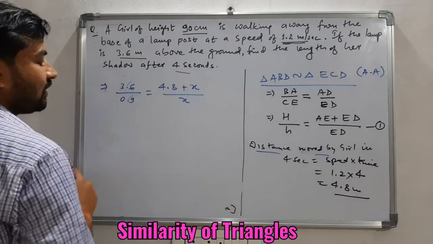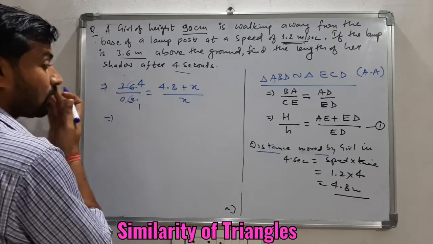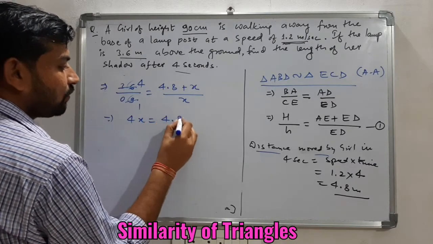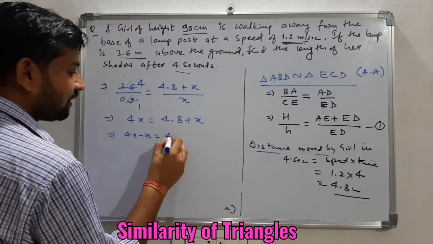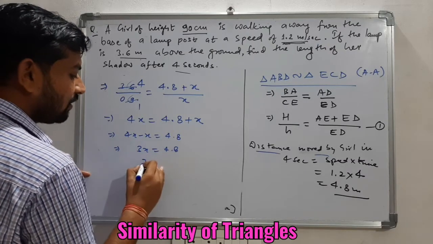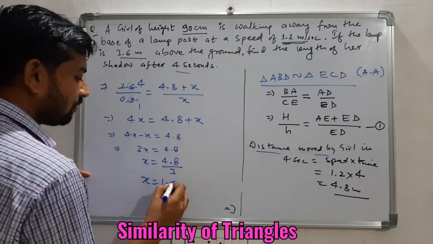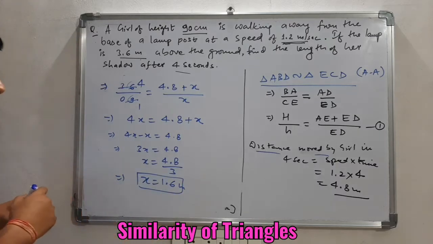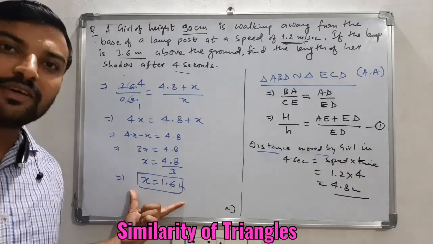If we remove this decimal, this will be cancelled out. So if we divide it by 9, we get 4. Now on cross multiplication, we will be getting 4 into x, that is 4x, is equal to 4.8 plus x. From here, if we shift x to the LHS, we will be getting this result. So 3x is equal to 4.8. x is coming out to be 4.8 upon 3. So x is 1.6 meters. It means after 4 seconds, the length of her shadow will be 1.6 meters.